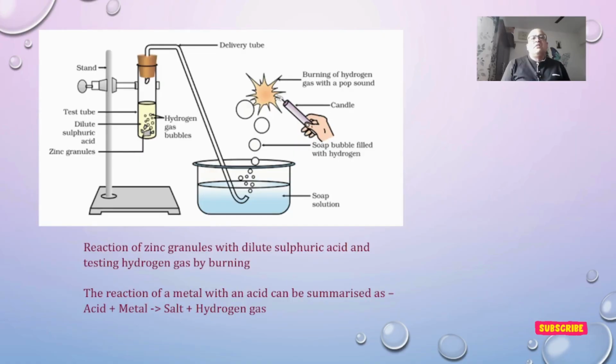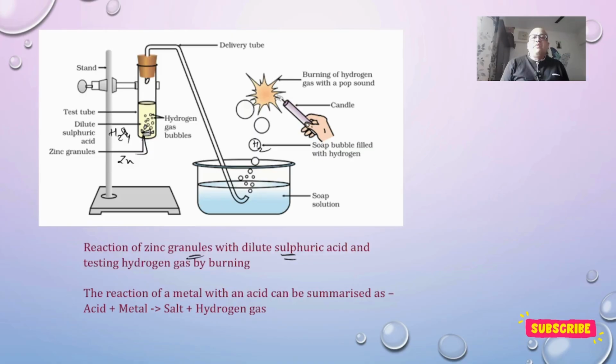So let us see the apparatus, how the arrangement is there. Here you will see that the test tube is there. In that you have got the zinc granules, and then you have put dilute H2SO4 in this. Then what happens? See, the delivery tube is there, and the hydrogen gas is liberated. The soap solution is there, and the soap bubbles filled with hydrogen will be there, and you'll see the pop sound. Now the reaction of zinc granules with dilute sulfuric acid is like this.